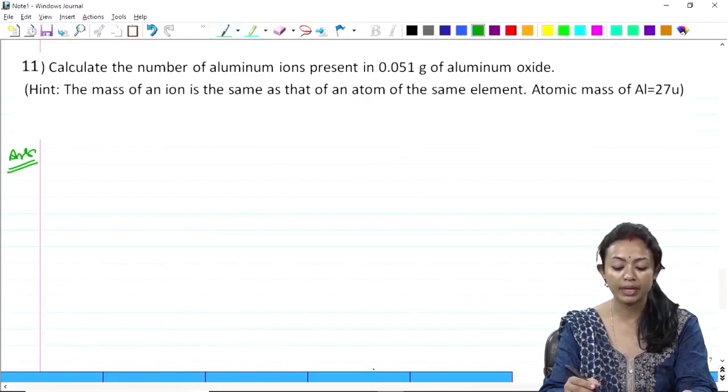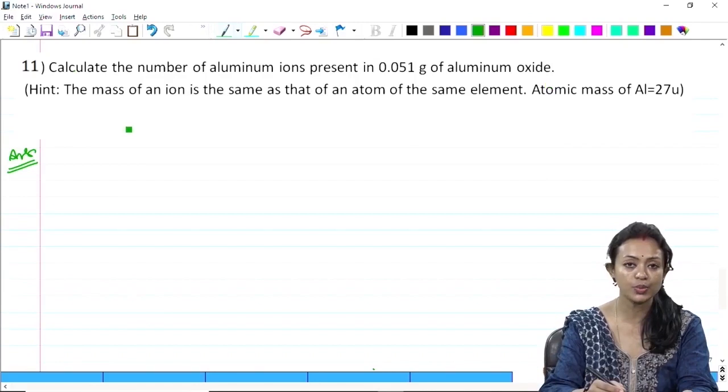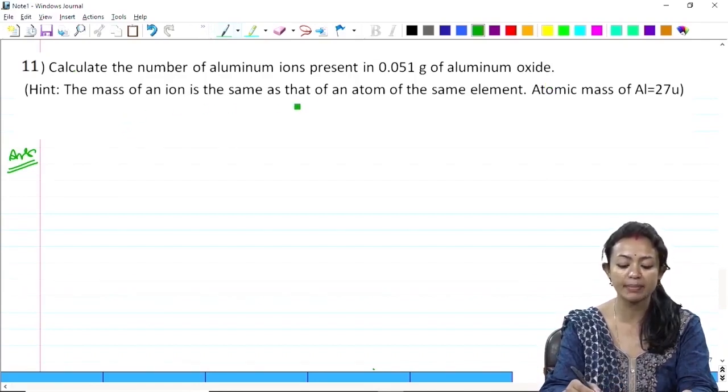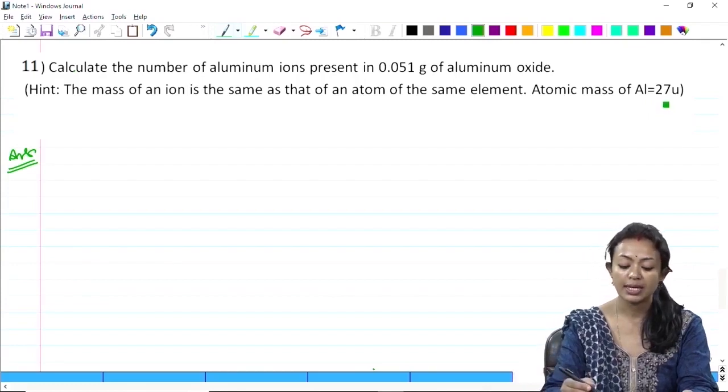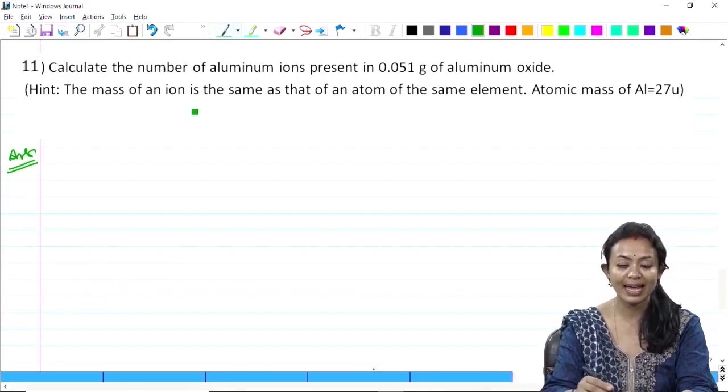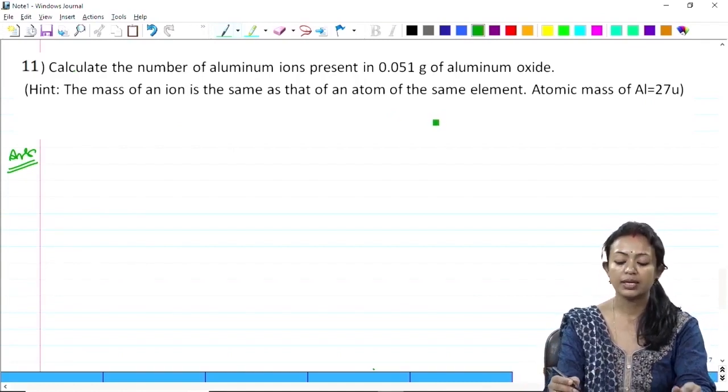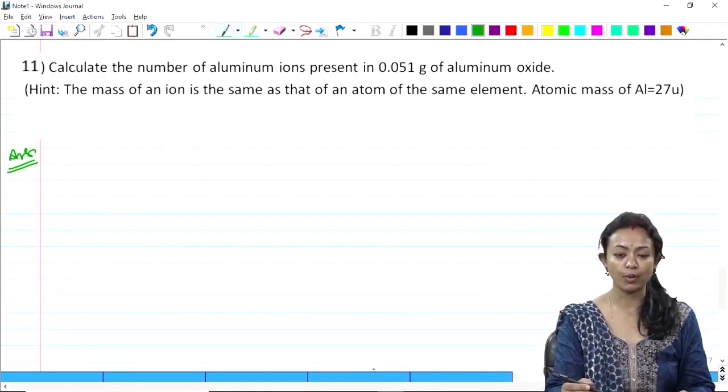Calculate the number of aluminium ions present in 0.051 gram of aluminium oxide. Now there is a hint which is provided for this numerical. The mass of an ion is the same as that of an atom of the same element, and the atomic mass of that element is given to be 27 unit. That means the mass of an ion and the mass of the atom is same. Okay. Now with this information, let us carry forward.